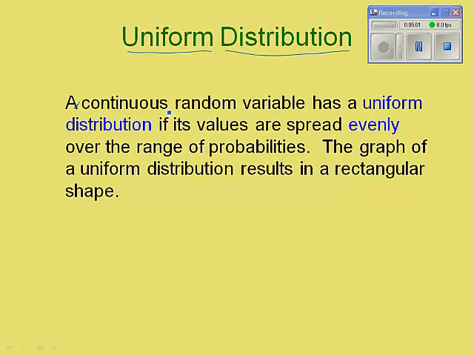Okay, so what do we need to have a uniform distribution? Well, we need a continuous random variable. A random variable is something I'm measuring. And continuous, we know what that means. We've discussed that. It has a uniform distribution if its values are spread evenly over the range of probabilities.